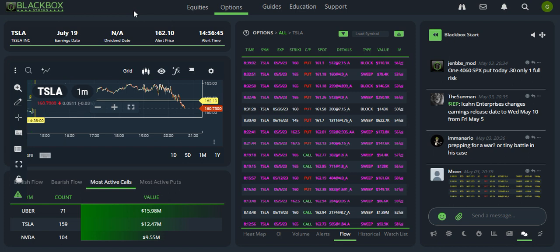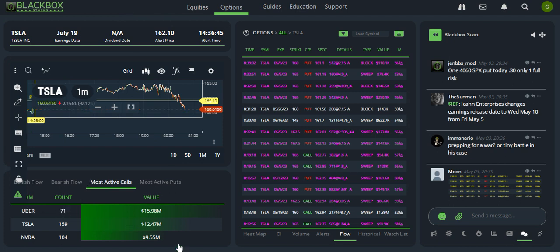But really, with options, you want to trade volatile stocks. So Tesla, Apple, QQQ Trust, SPDR 500, I think it is. Those are the main ones. And I can tell you today, Tesla has seen a lot of action. So I'm just going to show you around Black Box Stocks to show you how to look for opportunities.